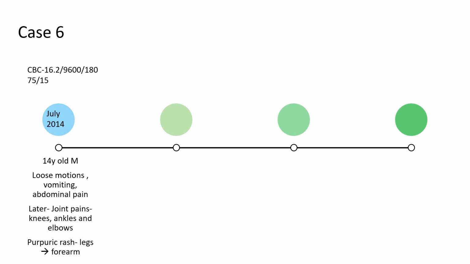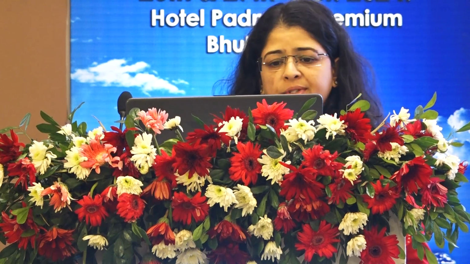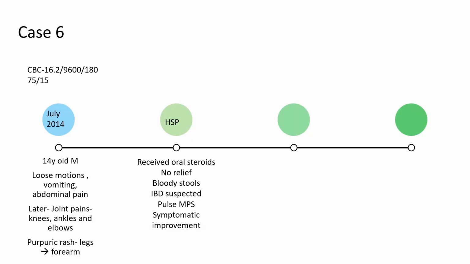He was managed as bacillary dysentery at the local place, but his symptoms didn't improve, and then over a period of time he developed joint pains, initially in the lower limbs, extended to the upper limbs, and he had a typical palpable purpuric rash. Initially it was only with lower limb predominance, extended to upper limbs as well. So he was diagnosed as HSP clinically, had received oral steroids.